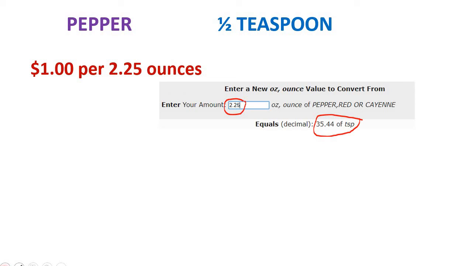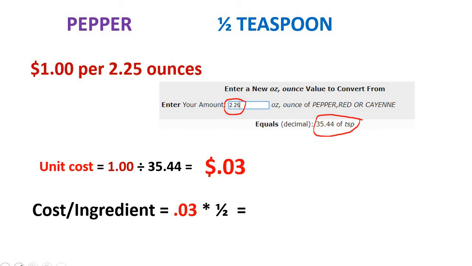We've got the pepper. I found the jar, $1 for 2.25 ounces. Again, I needed to make my conversion to teaspoons, and I found the calculator said 2.25 ounces is 35.44 teaspoons. And so I'm taking my price, dividing it by 35.44 because that's how many teaspoons. And so how much do I pay per teaspoon of pepper? Excellent, 3 cents.